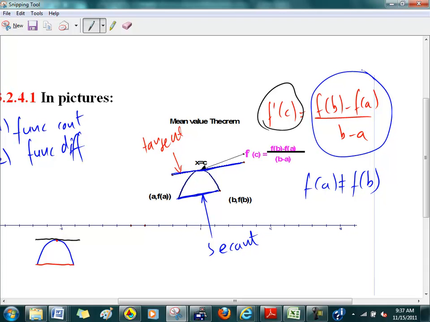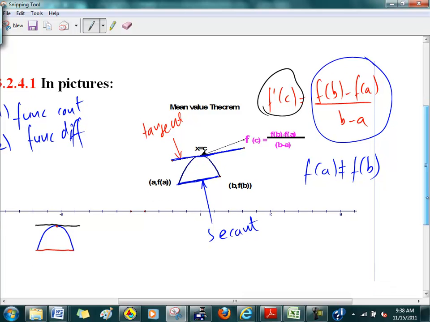You guys see that? Yes? Kritik, are you here? Jonathan? You guys okay? So the mean value theorem only tells you that there's one place where the tangent is going to be parallel to the secant.